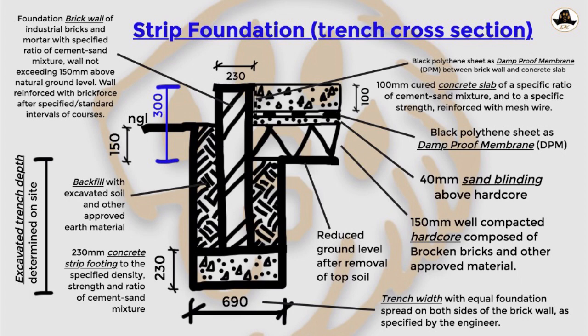Okay, so with the backfill, I think we can see it is excavated soil and other approved earth material. That's basically it. Then a quick note: you see the trench width here is 690, and the thickness of the wall is 230. If you multiply 230 by 3, you get 690. So that is what I meant when we were talking about the trench excavation, how you need to have a spread of around 3 times the thickness of the wall.